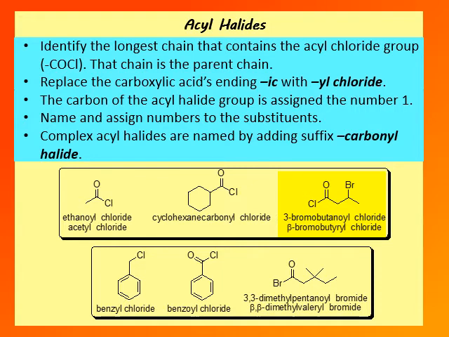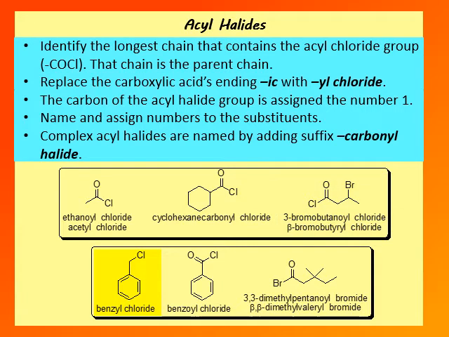According to trivial nomenclature, the 4-carbon acid is butyric acid. And of course, if we use alpha, beta, gamma, letters of the Greek alphabet to indicate position of substituent, the bromine atom is on carbon beta. So this becomes beta-bromo-butyryl chloride.